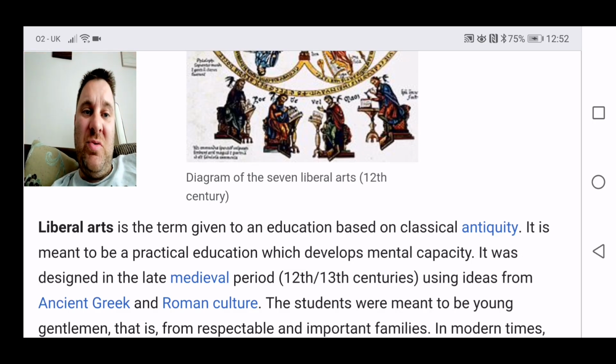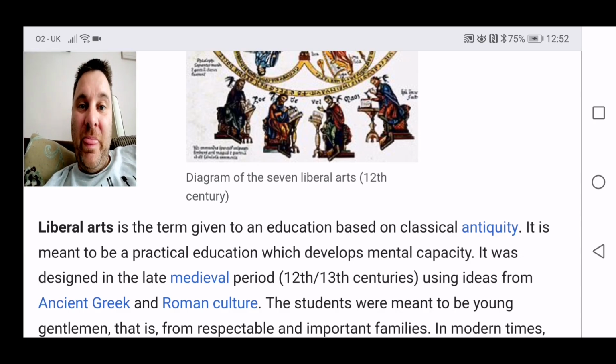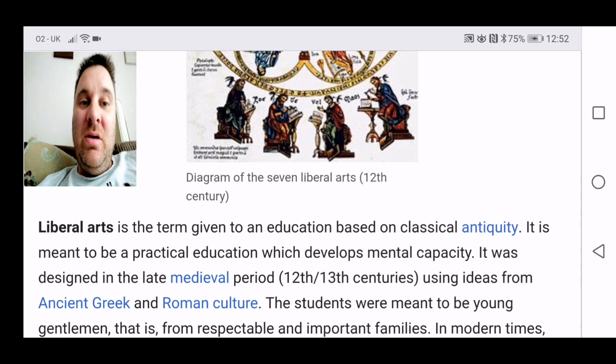Liberal arts is a term given to an education based on classical antiquity. It is meant to be a practical education which develops mental capacity. So there you go, look. We weren't given the liberal arts education. But like I said, that's meant to be a practical education which develops mental capacity.